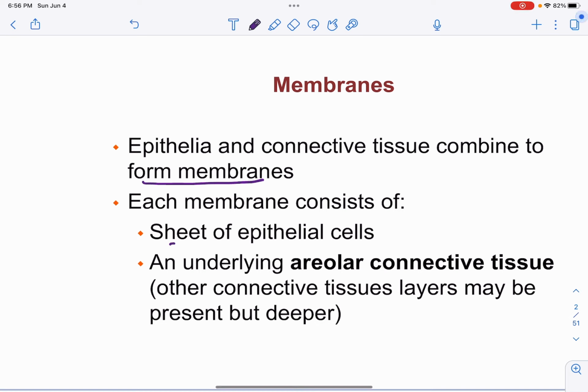A sheet of epithelial cells, so this can be either a single layer or multiple layers. And then the second feature is that this epithelial layer sits on top of areolar connective tissue. All right, there may be other connective tissues present, but these are the 2 important features that make up a membrane.